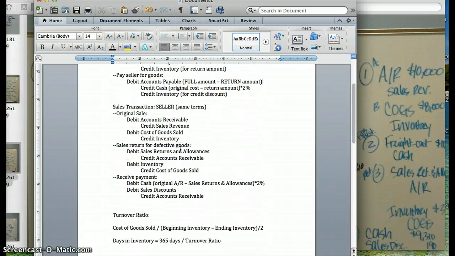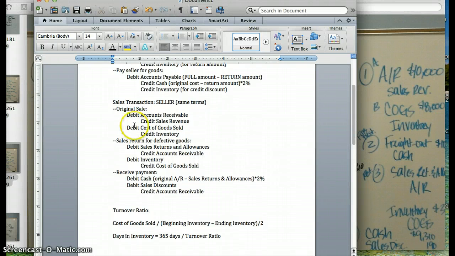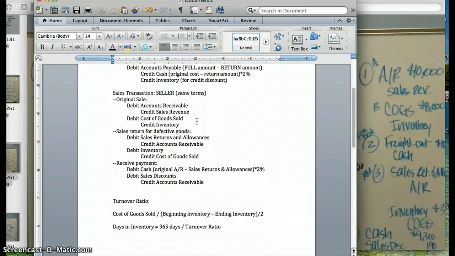On the seller side, same terms as before: 2% within 10 days, net 30. For your original sale, you want to debit accounts receivable because it's on credit. You're building the account for that customer to be paid later. Credit your sales revenue because, as we learned in the previous exam, that's how a seller identifies the money they've earned, through revenue. Then, in the same transaction, debit cost of goods sold and credit inventory.